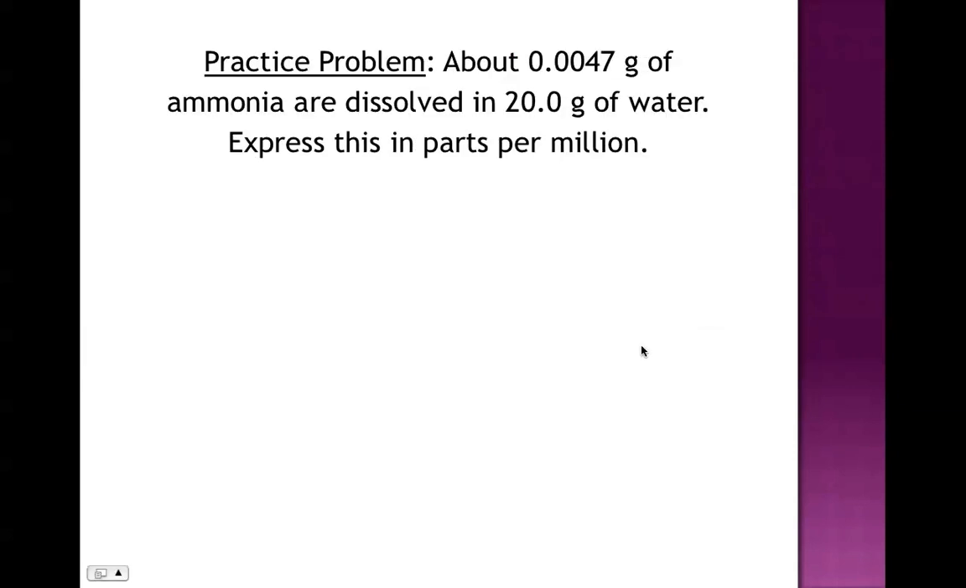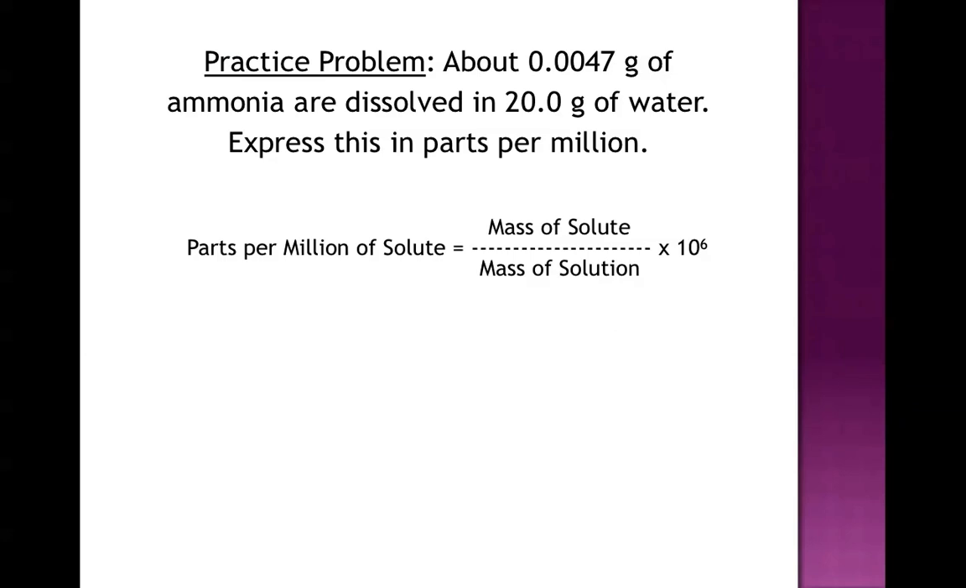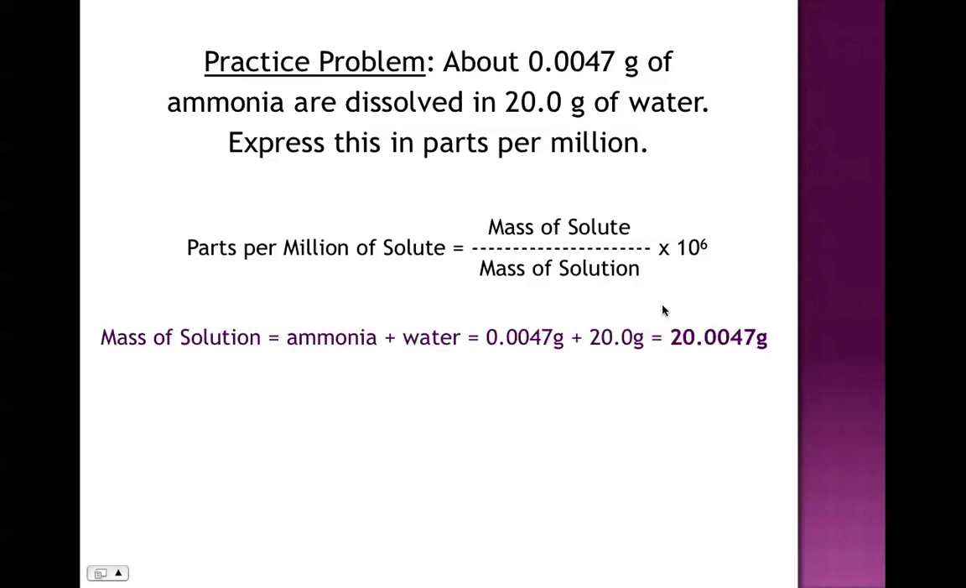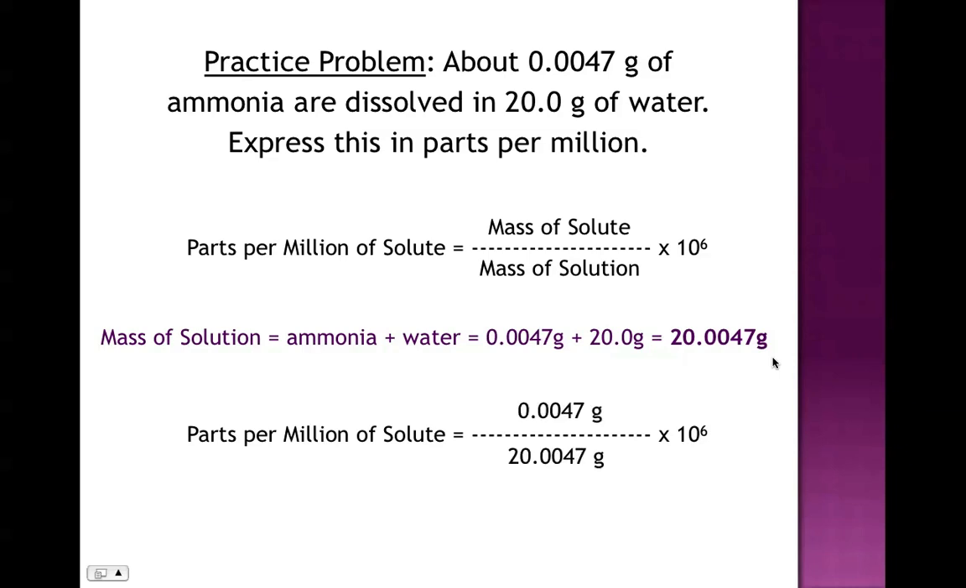All right, so here's our practice problem. We have 0.0047 grams of ammonia. It's dissolved in 20 grams of water. Express this in parts per million. So remember, we have solute over solution. So the mass of our solution is both the ammonia and water, which is this total amount. So we're going to fill in the mass of our solute, which is 0.0047 grams, the mass of our entire solution, so the solute plus the solvent, so ammonia plus the water. And when we solve that and multiply by 1 million, we get 235 parts per million.